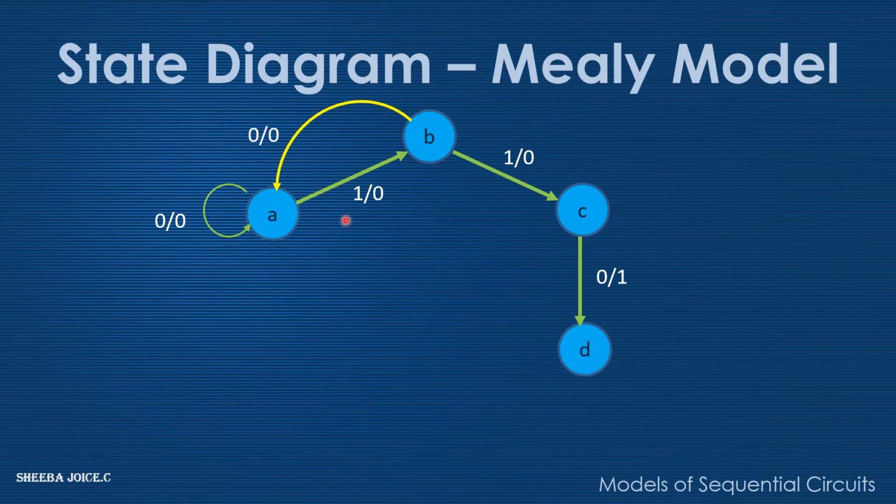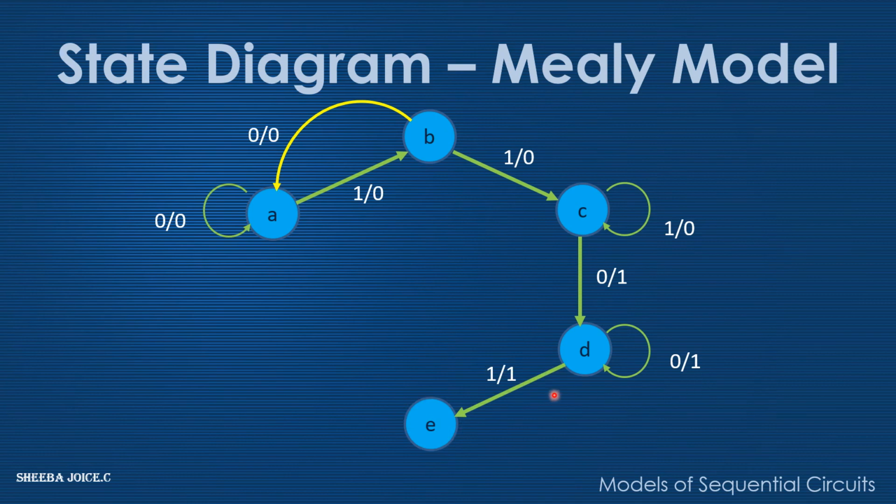If the input is 0 again, the output will be 1. Why? Because we have received the sequence 1, 1 and 0. So the output has become 1 and it has moved into state D. Now, if the input is 1, it will remain in the same state. After reaching state D, if the input is 0, the output will continue to be 1. And if the input is 1, the output will still remain 1 and it will go to E. And from E, if the input is 0, it will go back to state D and the output will remain 1.